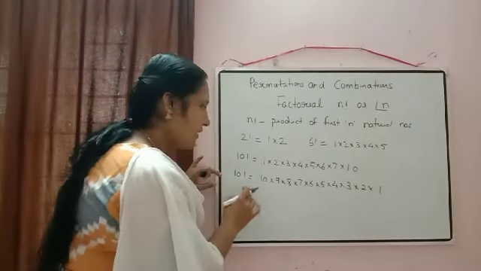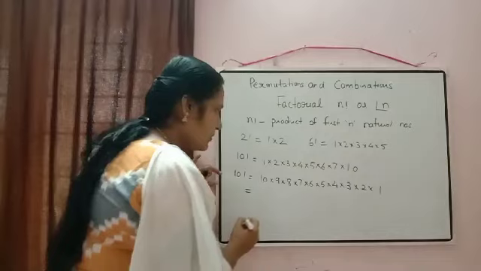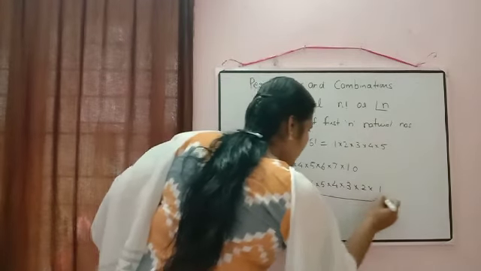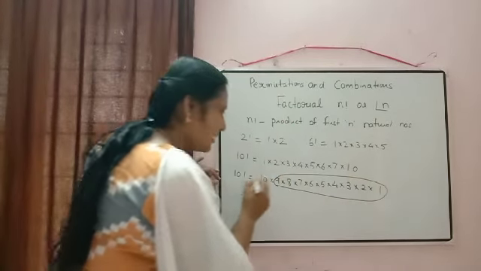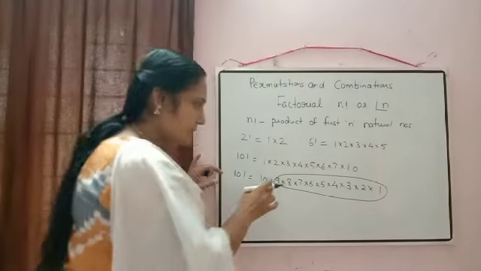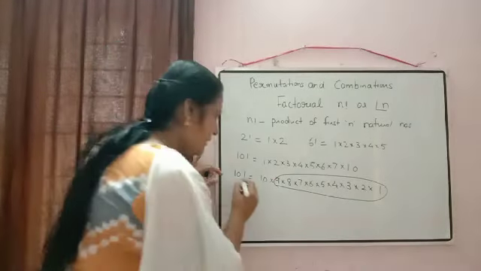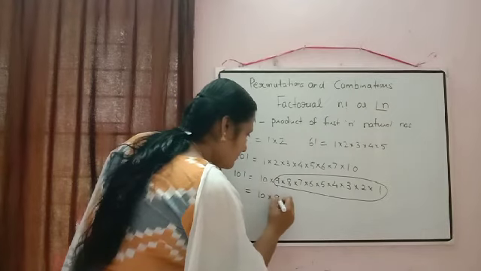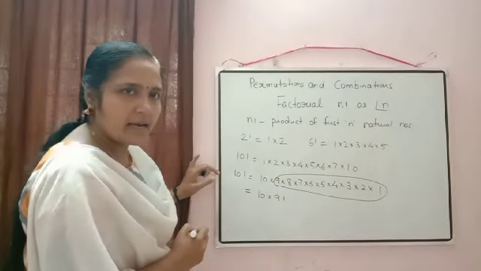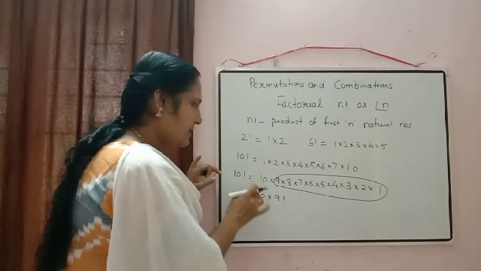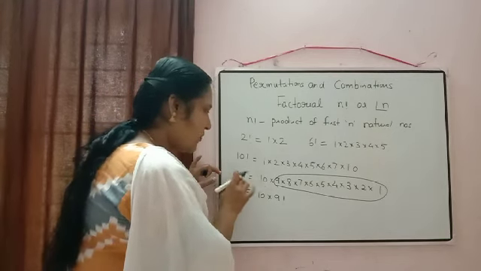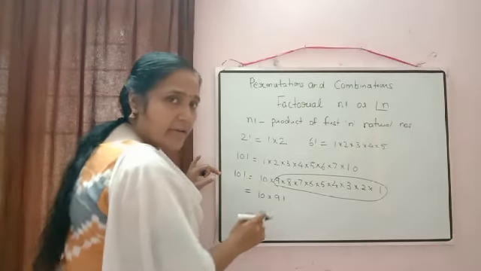So 10 factorial we wrote there. Now what is this one? If we have to write this one in factorial notation, how will you write it? It is the product of first 9 natural numbers. So it can be written as 10 into 9 factorial, correct? 10 factorial can be written as 10 into 1 less than 10, that is 9 factorial.